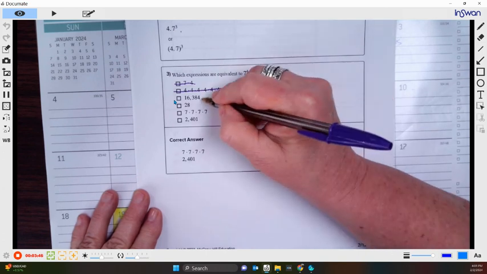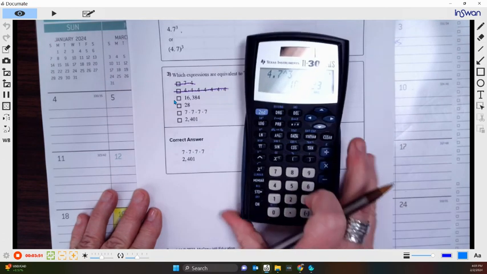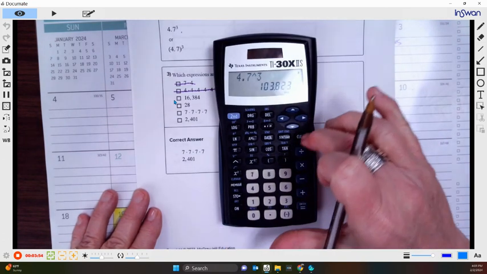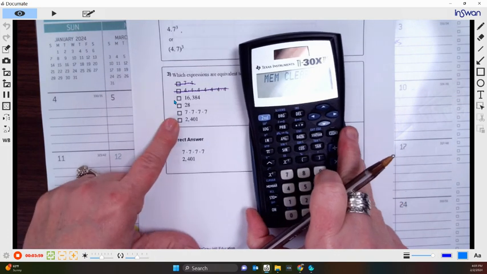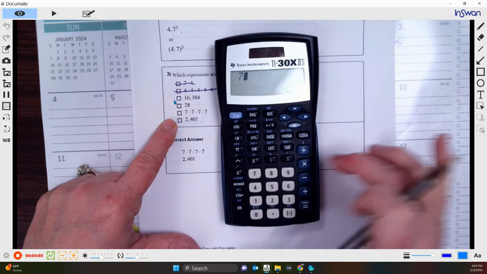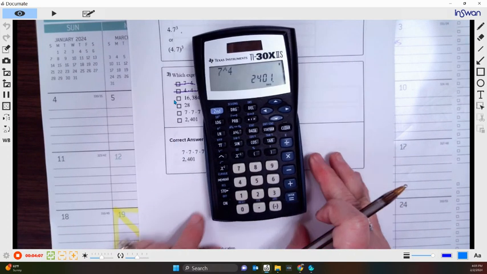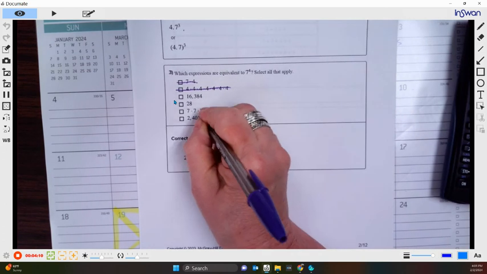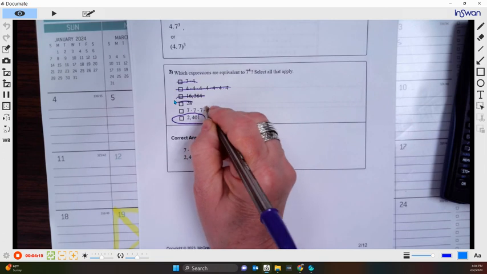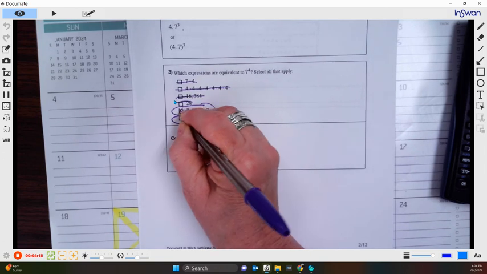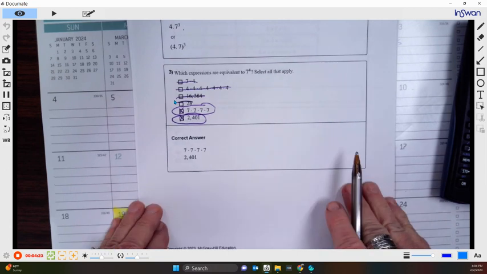Here is 16,384, which even if I use the calculator from our problem, if I did the number 7 raised to the fourth power, that answer is 2,401. So it's going to be this one. It's not going to be that. It's not going to be that. And it's also going to be this one. So these are the two answer choices that you should have selected for the expression 7 to the fourth power.